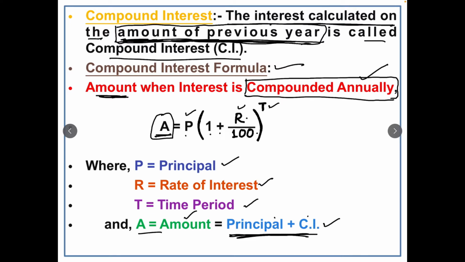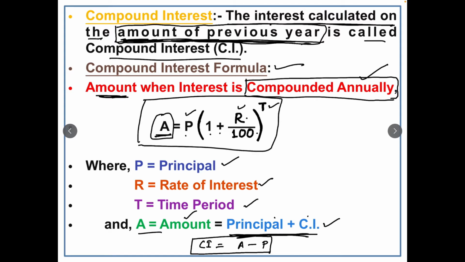Okay, if you wish to calculate the compound interest from here, that will be CI equals amount minus principal. Okay, the formula to calculate the compound interest is CI equals amount minus principal amount. Okay, so this is the formula to calculate the compound interest on any given amount on any rate of interest for any given time duration. Okay, this is when the interest is compounded annually.